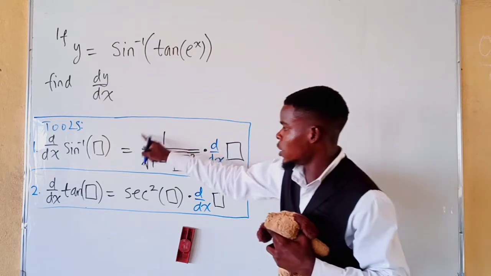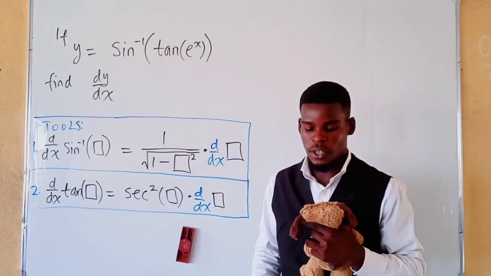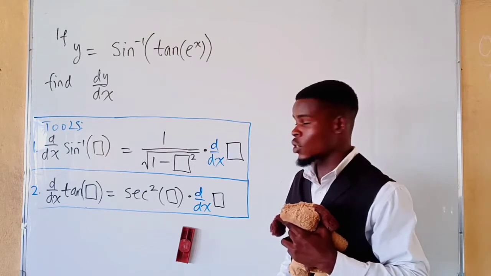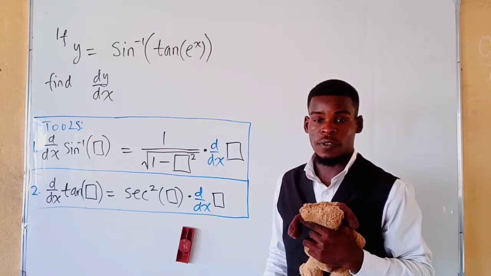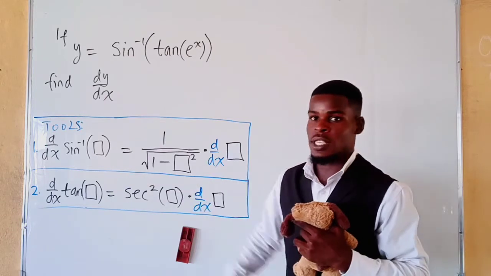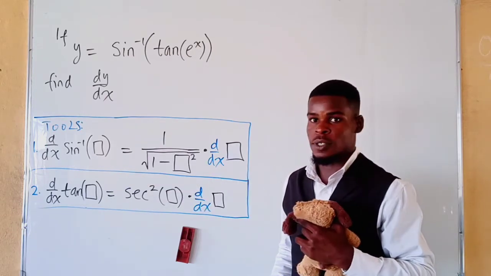This fraction here is just from the derivative of sine inverse of x, which we've treated in our previous videos. You just take the derivative of the inverse trigonometric function. I gave you a table which consisted of the derivatives of sine inverse, cosine inverse, and other inverse trigonometric functions.